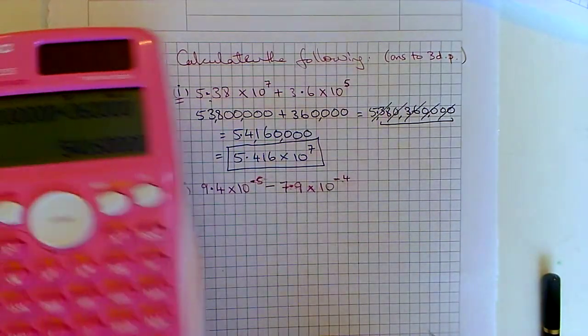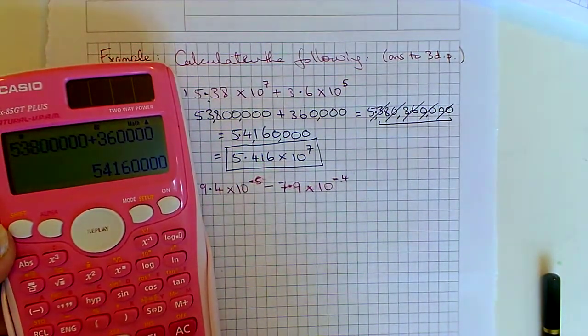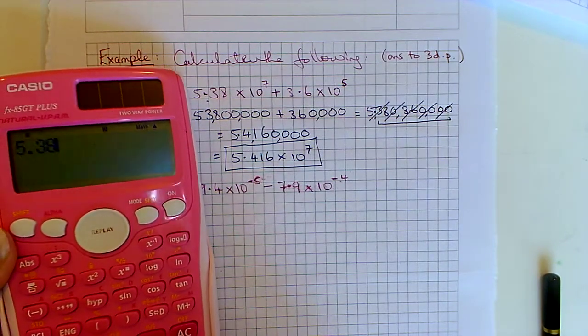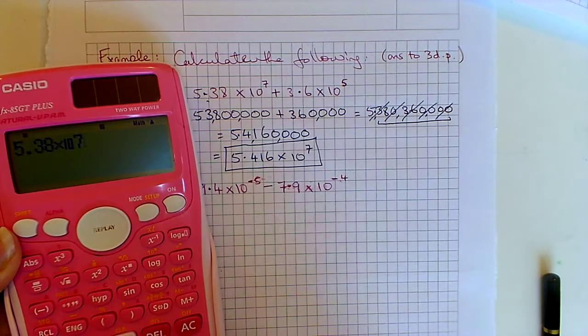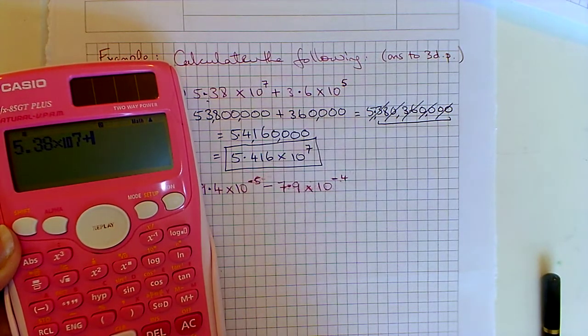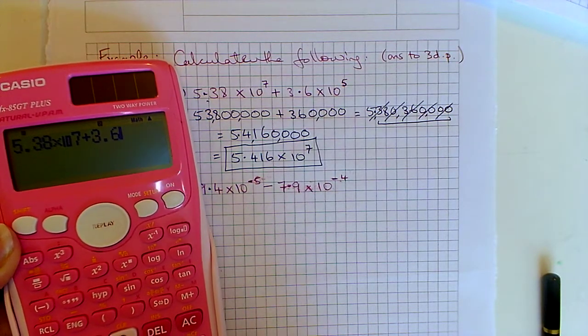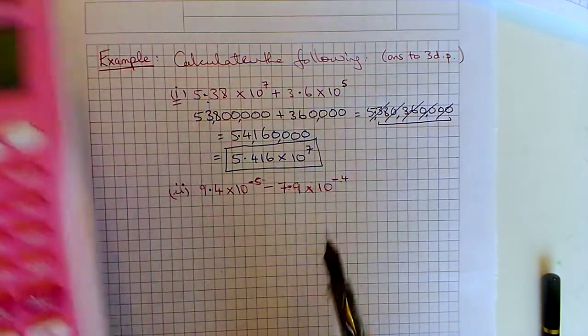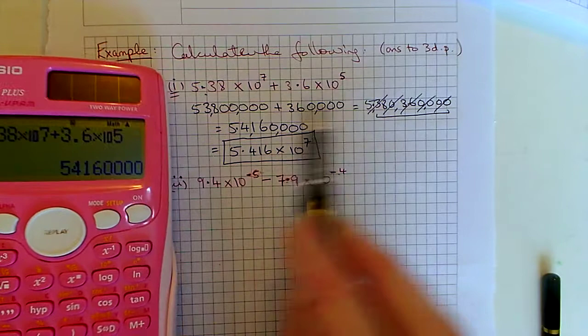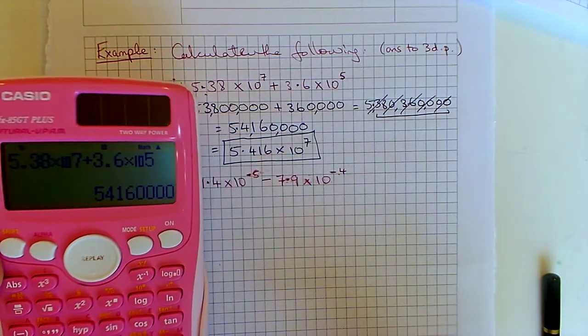Let me show you how we could have done this in a calculator in one step. 5.38 by 10 to the power of 7 plus 3.6 by 10 to the power of 5. And that gives me 5416. I still need to convert it, but it does that addition for me nicely.